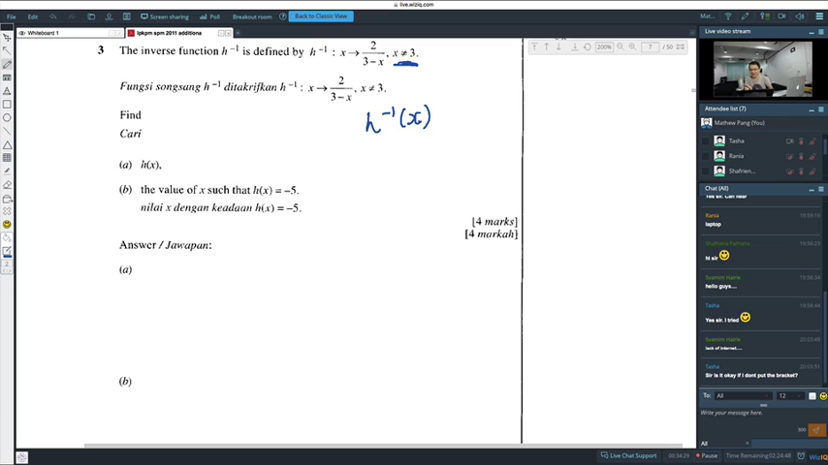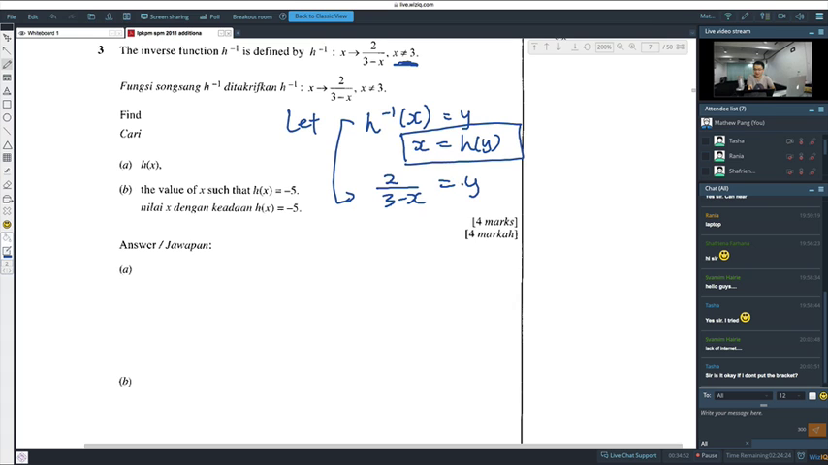I will let my h inverse of x equals to y. And then I'll move my h inverse to the other side, become h(y). It means if I can get x as the subject, I can get my h(x) or something like h(y). Alright, so then I will do from here. So this one I have on the top here is 2 over 3 minus x equals to y. Because I let h inverse of x equals to y, that means the whole thing here will equal to y.